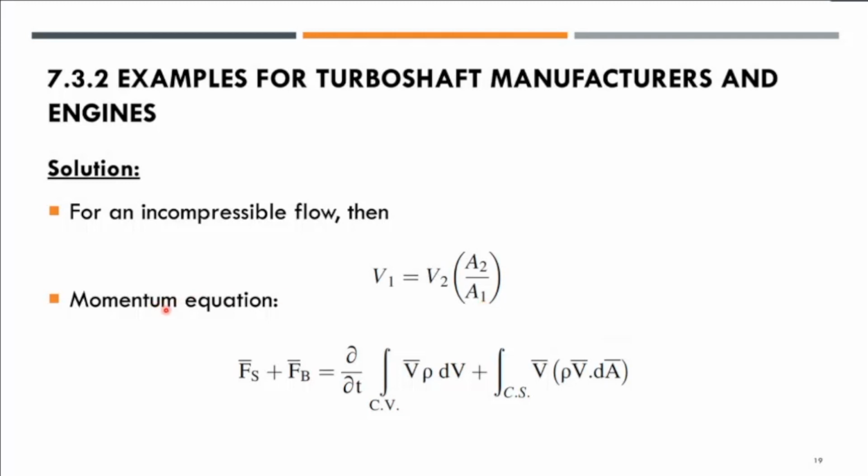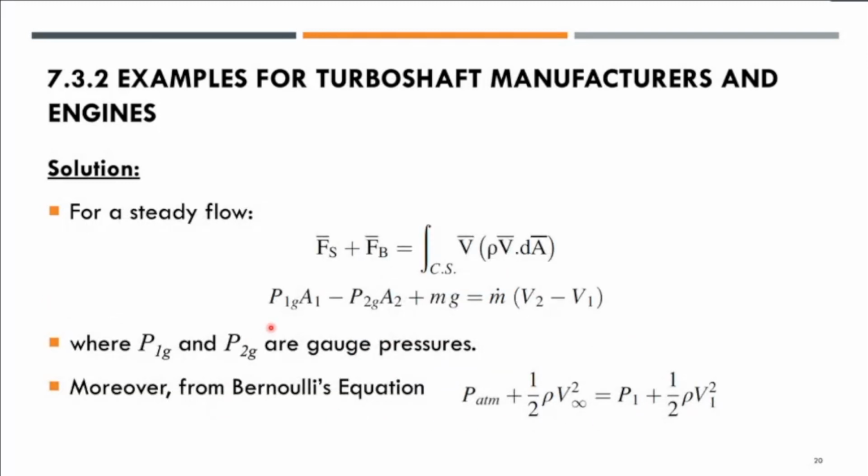Applying the momentum equation as follows, for steady flow you will get the expression of the forces in terms of the pressure at station 1, P1G A1, minus P2G A2, plus mg, the weight of the aircraft already given, equal to the mass flow rate times the velocity difference, V2 minus V1.